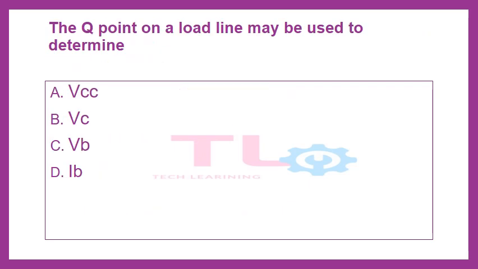The Q point on a load line may be used to determine option A, VCC, option B, VC, option C, VB, or option D, IB. And the correct answer is option C, VB.